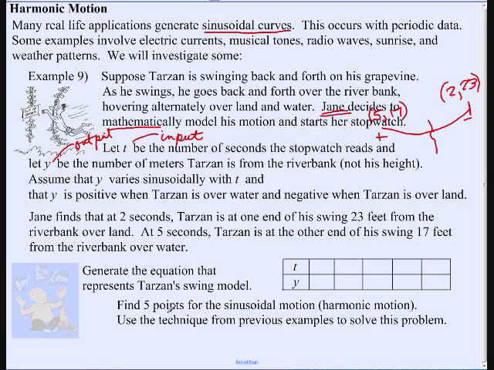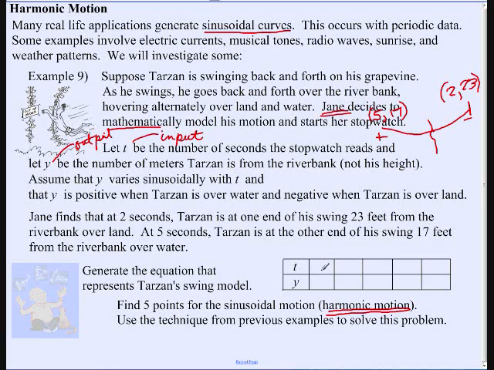Generate the equation that represents his swing model. We're going to find the 5 points for sinusoidal. This is harmonic motion here. Back and forth, back and forth. A pendulum would be an example of harmonic motion. A spring that's oscillating up and down would be an example of harmonic motion. We're going to use techniques we've already worked with.